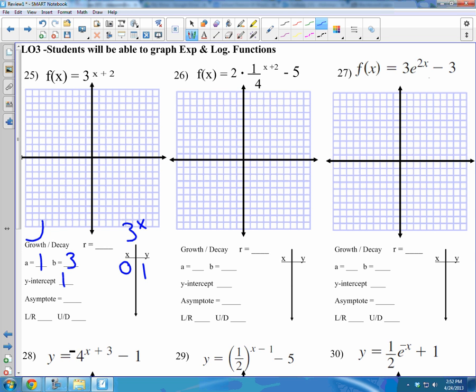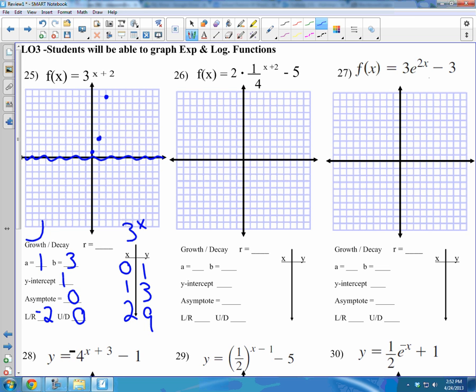My left-right number is what's going to turn the exponent into 0. -2 will do that. And my up-down number is what's added on to the exponent itself. So nothing's there, so it's 0, which is now my wall. So I'm going to draw that in there. And since it's growth, my other 2 points I'm going to choose are 1 and 2. So 3 to the first power is 3, 3 to the second power is 9. I graph these points first.